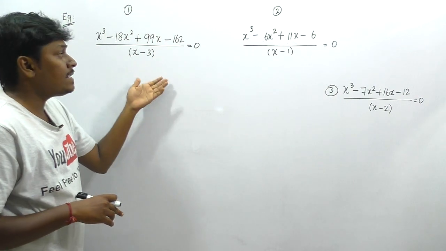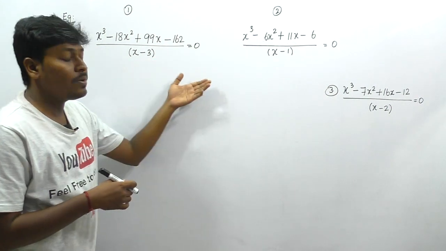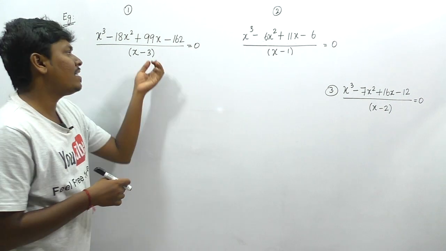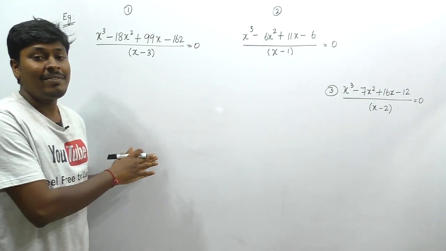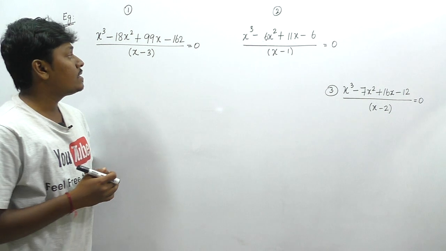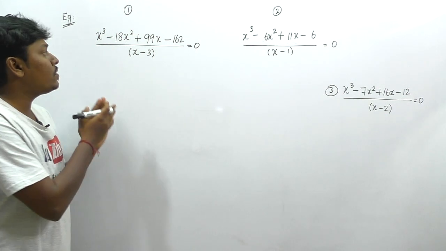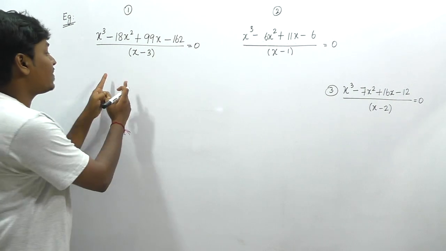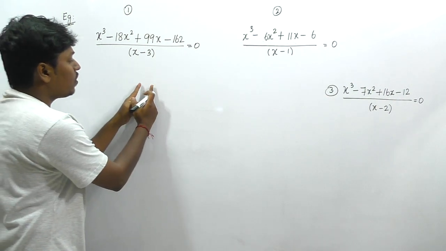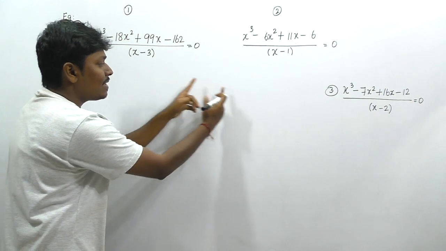Our only target is to convert this equation into a quadratic equation. If I convert this equation into a quadratic, solving the remaining part will be so simple. First of all, we follow the synthetic division method. For that, we take the coefficient of x cube, the coefficient of x square, then x, then the constant.